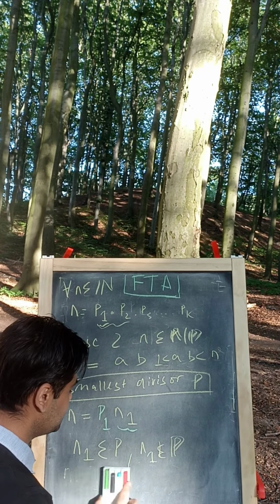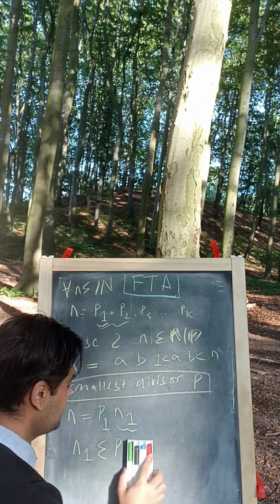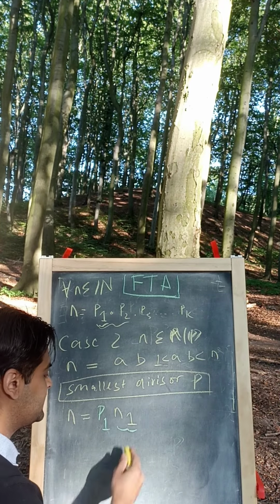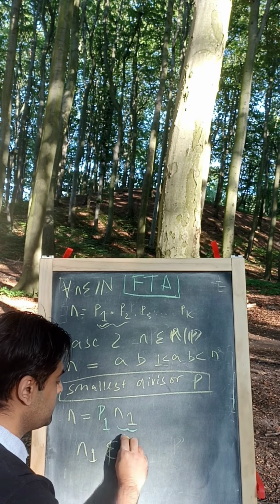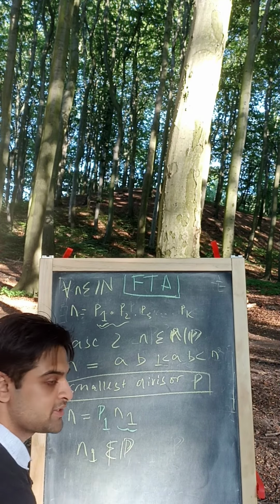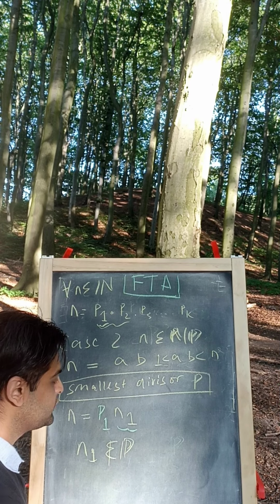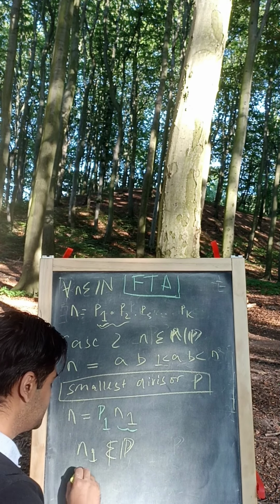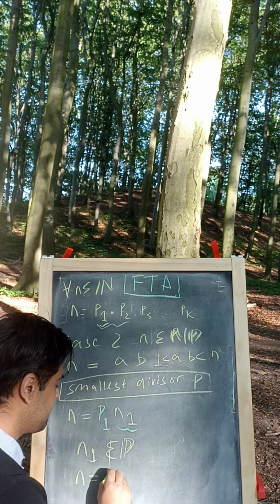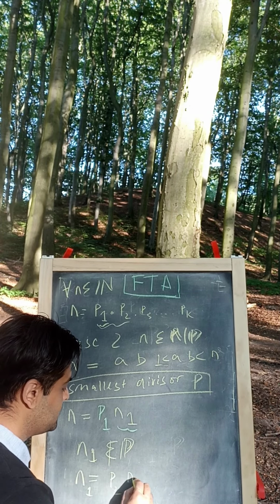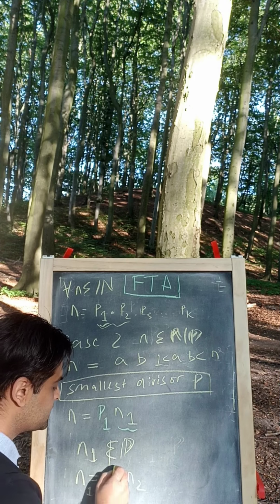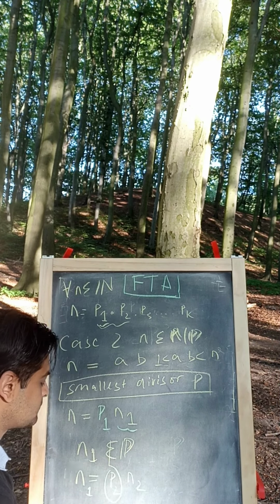Or the second case is that n1 is not a prime number, which means it is a composite number, and by virtue of being a composite number, it can be rewritten in the form p2 times n2, where p2 is the smallest possible divisor.